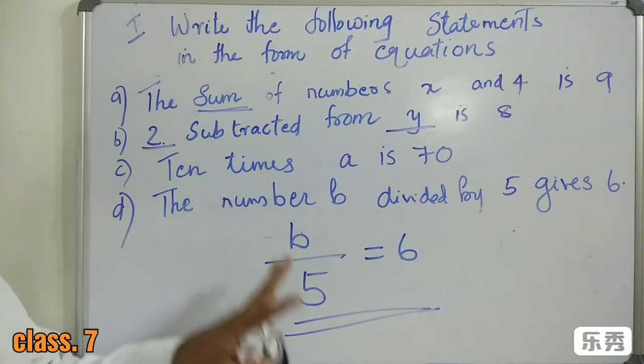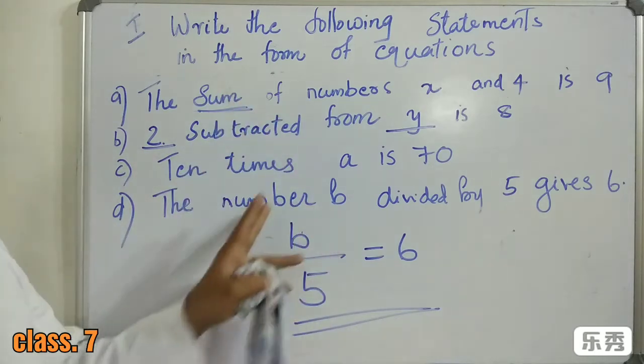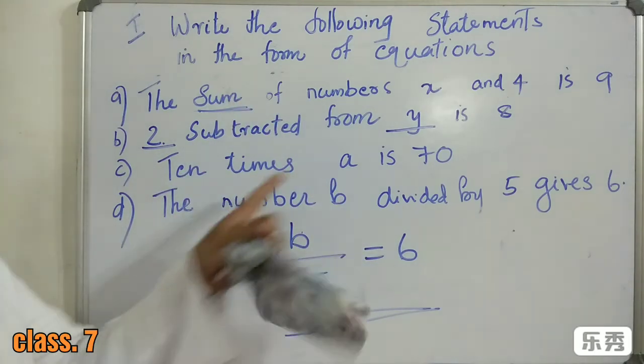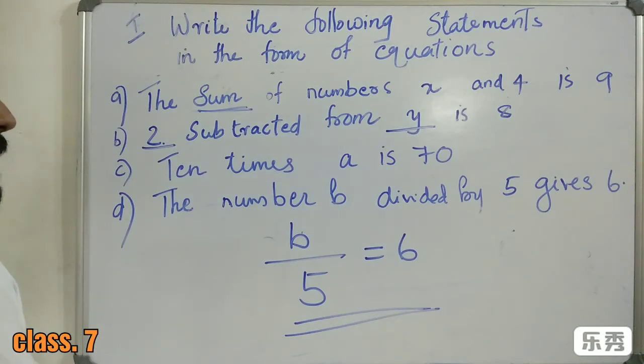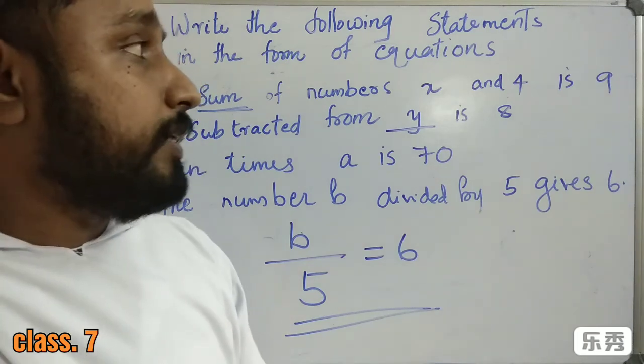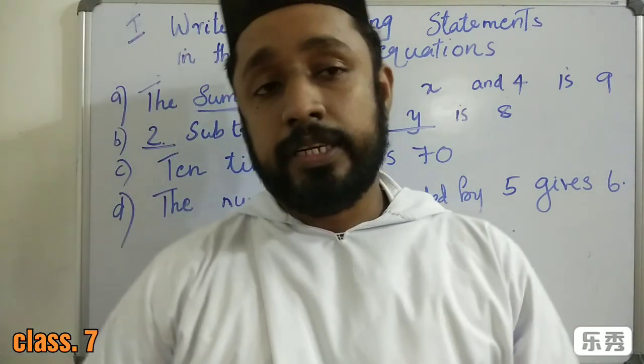So we can write the equations of the statements. The number b divided by 5 gives 6 is b by 5 equals 6. 10 times a is 70 is 10a equals 70. 2 subtracted from y is 8 means y minus 2 equals 8. And the sum of numbers x and 4 is 9 means x plus 4 equals 9.